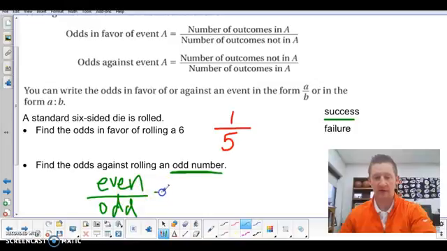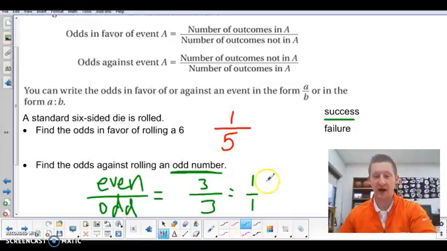All right, well, how many even numbers are on the die? Well, let's see, 2, 4, and 6. There's 3 evens, or 3 not odds, and there's 3 odds. So 3 to 3, and again, that would be simplified down to 1 over 1. You're probably not going to make it just 1. We'll leave it as 1 to 1 to show that it's odds.